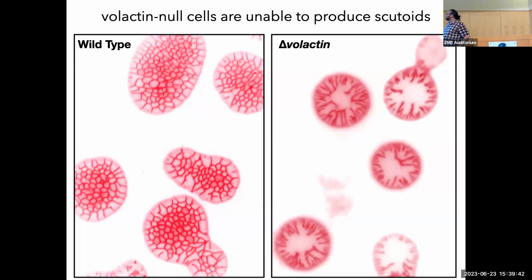So Alex, where in the cell does the nucleation of the actin happen? Is it something that's happening at the membrane?